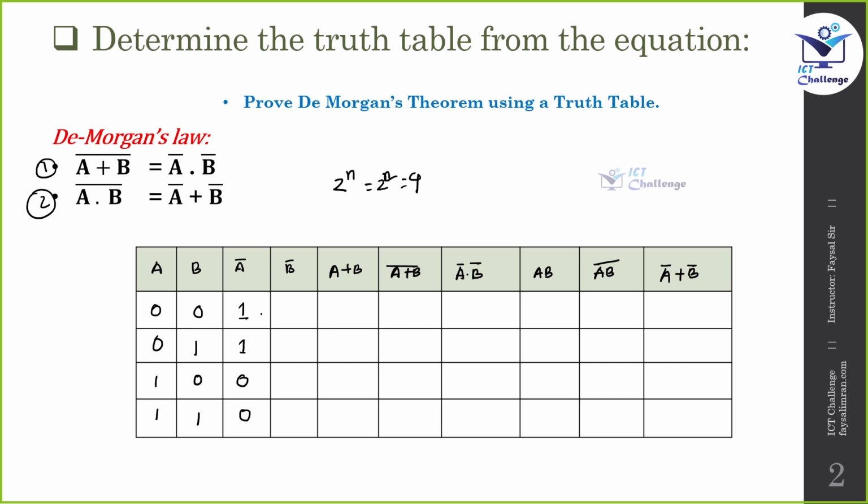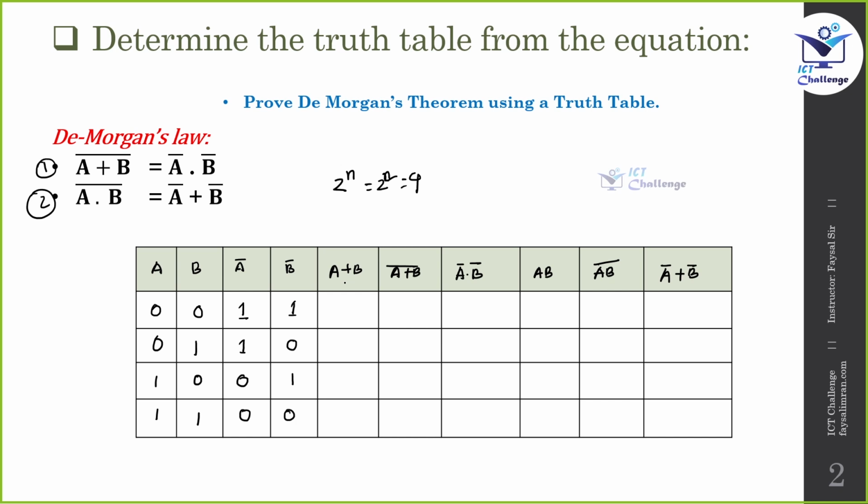And for this b bar we have to write down the different value for this b. So 0 is the result of b, so the output of b bar should be 1, because the opposite value of 0 is 1. Also here we get 1, so the opposite value should be 0. Here we get 0, so the opposite value should be 1. Here this is 1, so the opposite is 0.